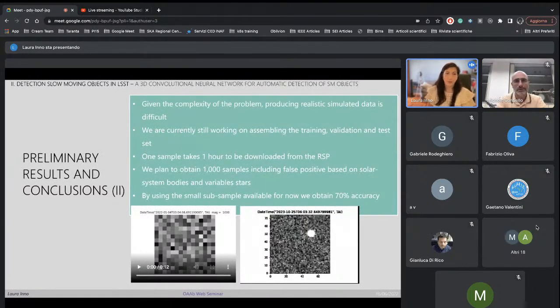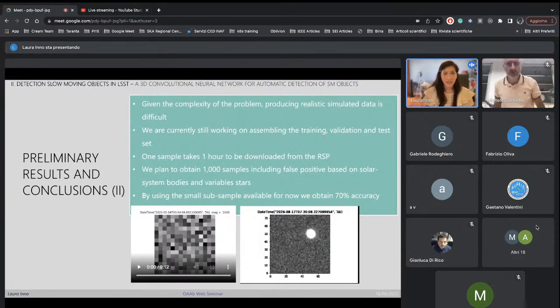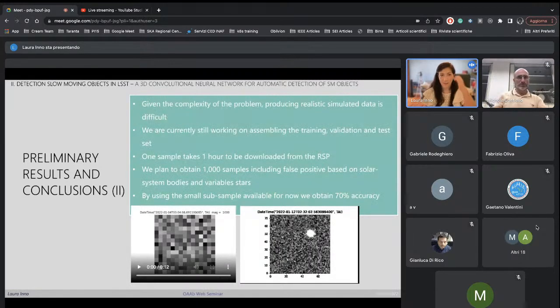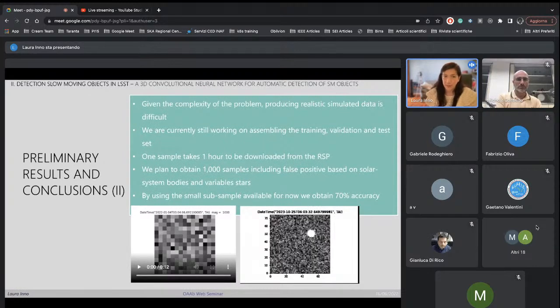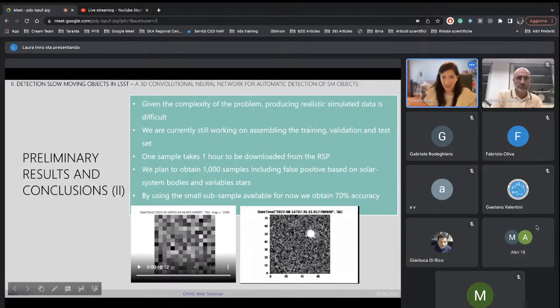Yeah, and this brings me to my conclusion for this part. As I mentioned before, the complexity of the problem makes everything a little bit more difficult. We are still working on assembling the training, validation and test sets. One sample takes 1 hour to be completely downloaded from the Rubin Science Platform, and we want to have at least 1,000 samples that will include false positives based on solar system bodies and variable stars. Here you can see an example of variable stars in DP0, but this is a much larger cutout actually.